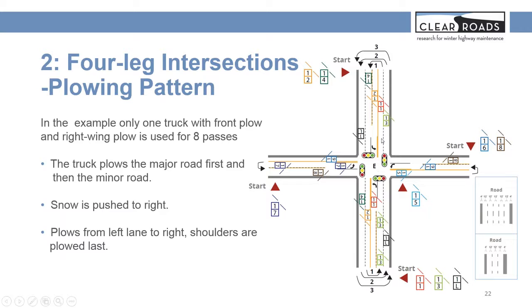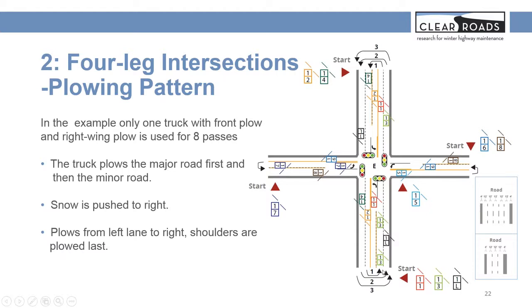on the left through lane on the other side, and then it turns around again to clear the left lane. This left lane becomes the left turn lane. Again, the truck doesn't turn left. It proceeds through the intersection and continues to plow this left through lane on the other side.